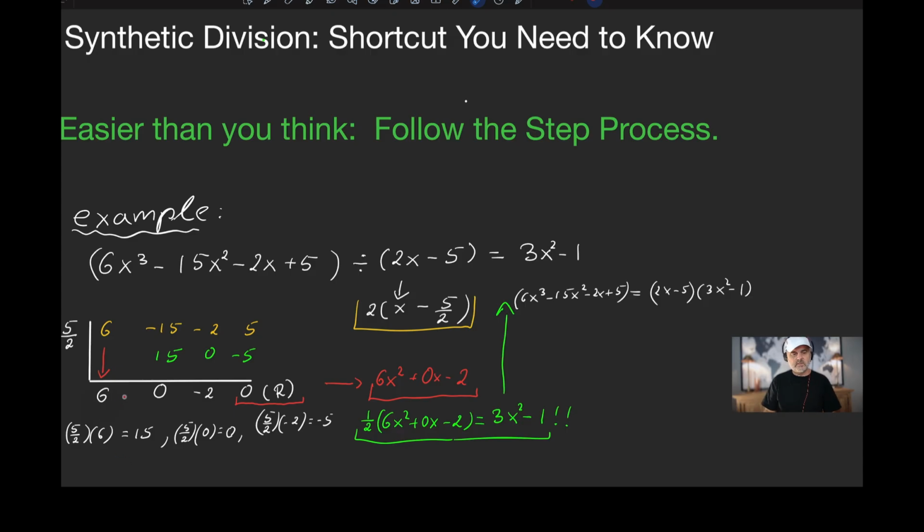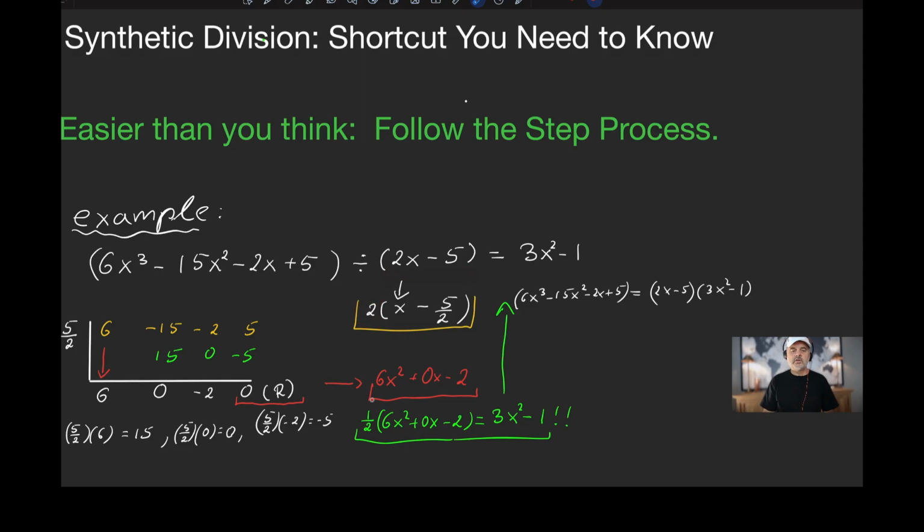So this would be 6x squared plus 0x minus 2, and there's no remainder. So this is how you get that right here, right? 6x squared plus 0x minus 2. And then remember, the coefficient 2 was the common factor taken out from the original divisor.